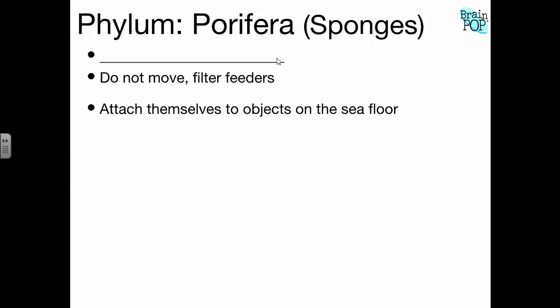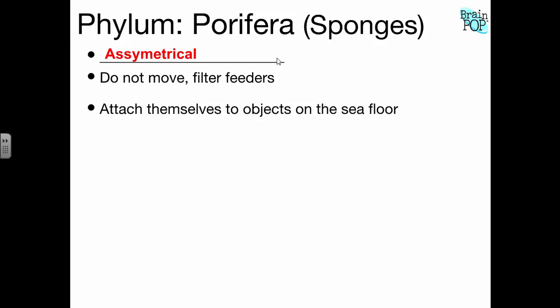So the first group, they all have Latin names, and sometimes we use the Latin name, sometimes we use just a common name. So when I say sponge, that's kind of like the common name. So let's talk about our classification. What domain are we in now? Eukarya. What kingdom are we in? Animal. What we're going to do is talk about several phyla of invertebrates. Okay? So Porifera is a phylum. It's the sponges.